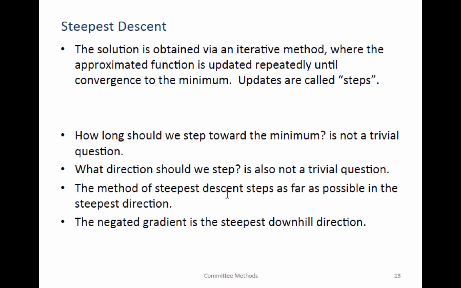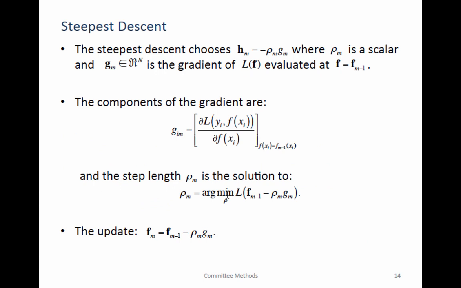So that's a pretty severe type of method, which is fine. The step we take, I'm going to write as minus rho m gm, and this is consistent with the notation in your book. Rho m is a scalar, and gm is the gradient of the loss function evaluated at the iteration before. That's what we would expect to do, right? Because our next step depends on what happens at the iteration before.